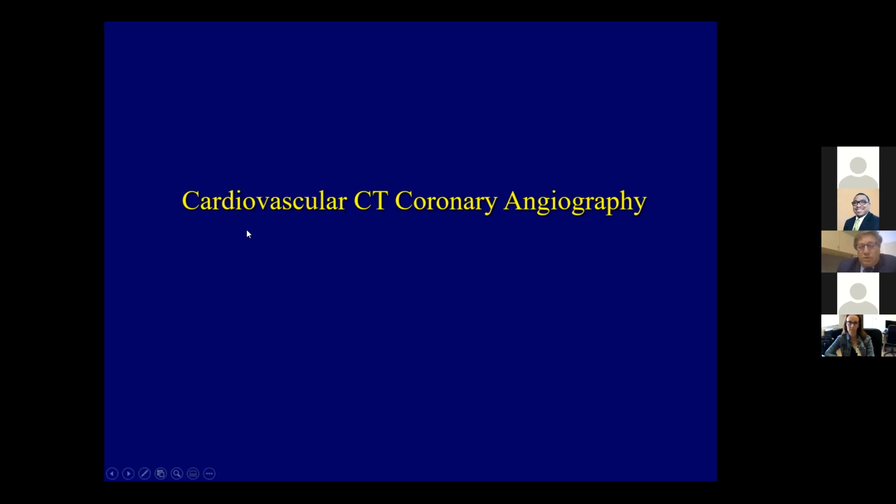So now we're going to move on to other applications. We're going to start with cardiovascular CT angiography. This is using CT as basically a non-invasive coronary angiogram.